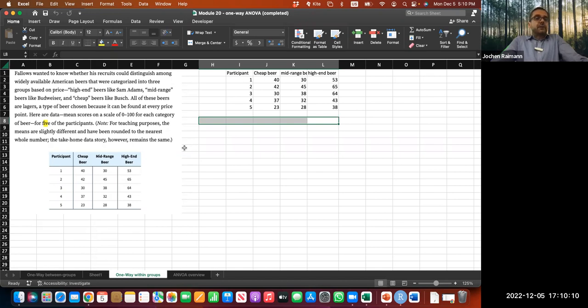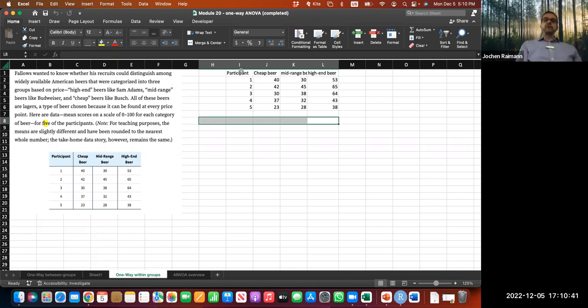Okay, Fallows wanted to know whether his recruits could distinguish amongst widely available American beers that were categorized into 3 groups based on the price. So you have high-end beers like Sam Adams, you have mid-range beer like Budweiser, and cheap beer like Busch. All of these beers are lagers, a type of beer chosen because it can be found at every price point. Here, data. Mean scores on a scale of 0 to 100 for each category of beer for 5 participants.